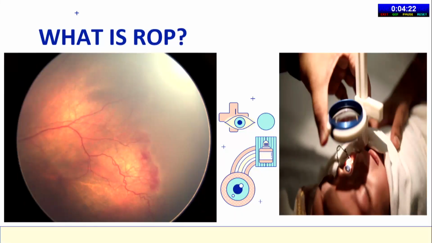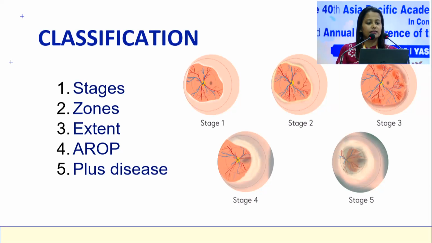Okay, so we all know what ROP is. It's a miserable disease of the premature children. This is how it's classified.